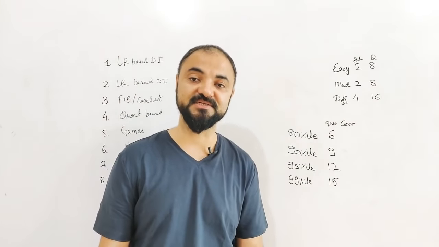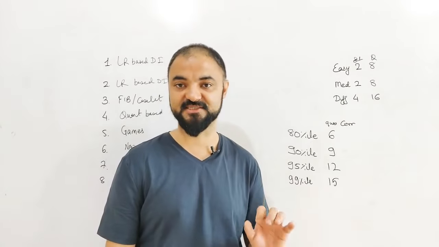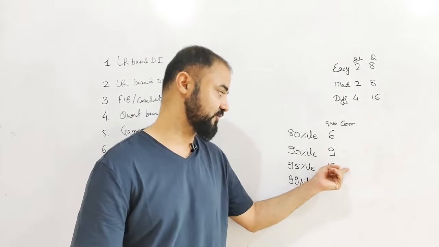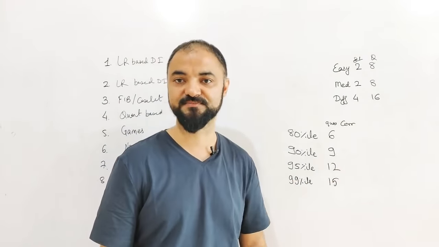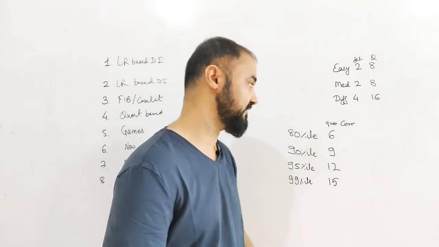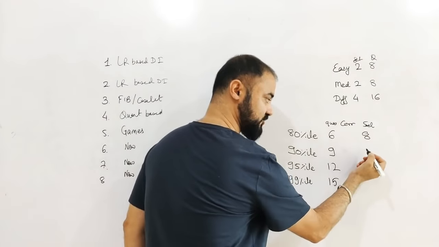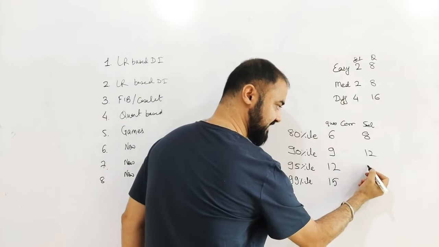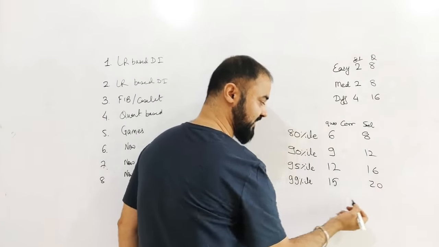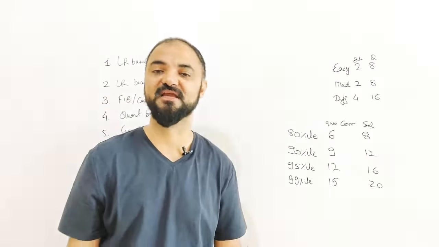So to get 99 percentile, I need to attempt a minimum of 5 sets. The target has to be 5 sets. Target 4 sets, target 3 sets, target 2 sets. That's a typical target setting. So if I put it here, sets and target attempts: 2 sets is 8, 3 sets is 12, 4 sets is 16, and with 5 sets, you can expect 99 percentile.